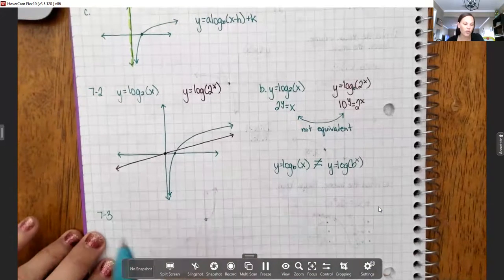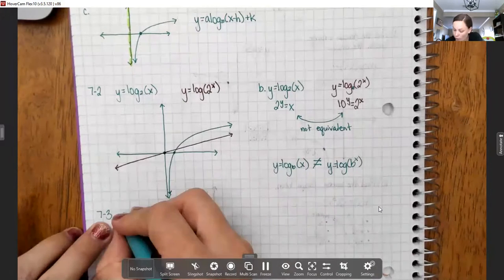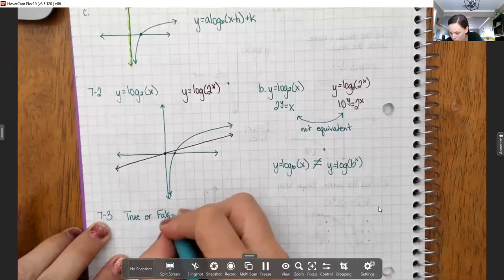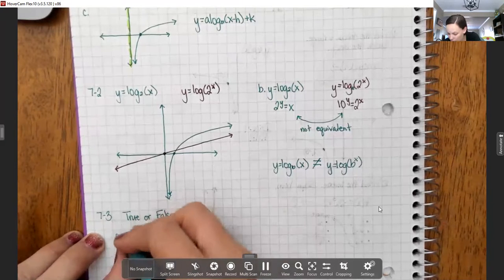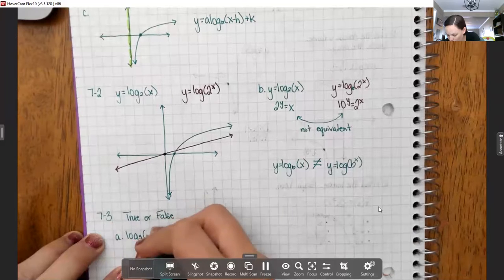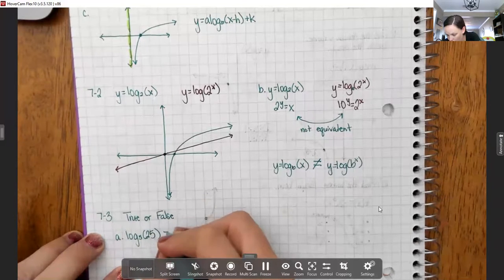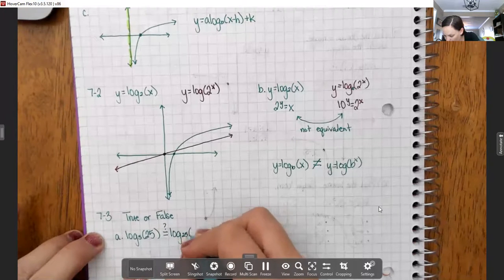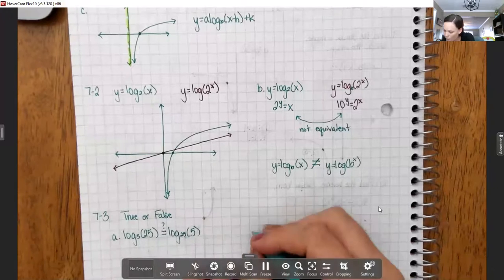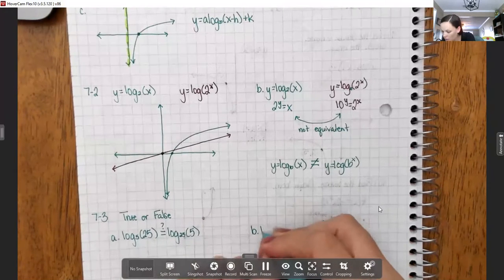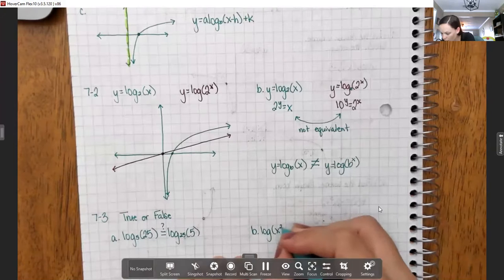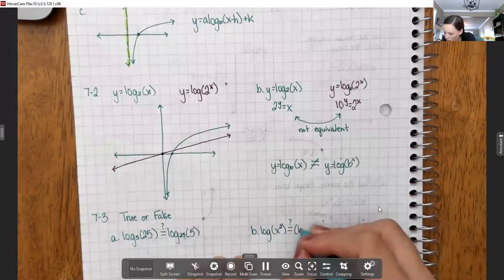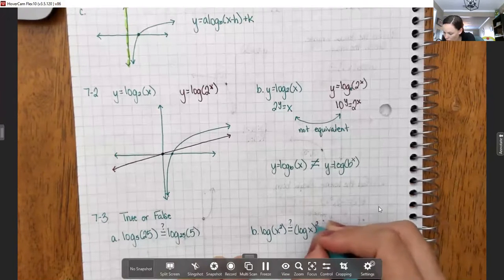So on 7-3, we want to decide if these are true or false. And I'm going to write them all out. So A is log base 5 of 25. Is that equal to log base 25 of 5? B is log of x squared. Is that equal to log of x, all in parentheses, and the whole thing squared?